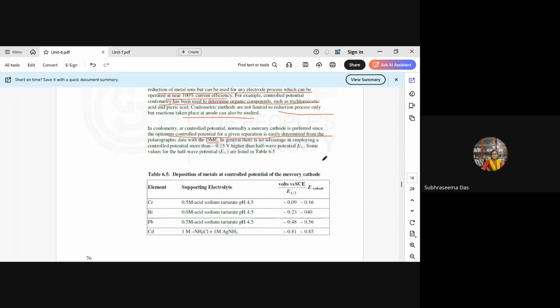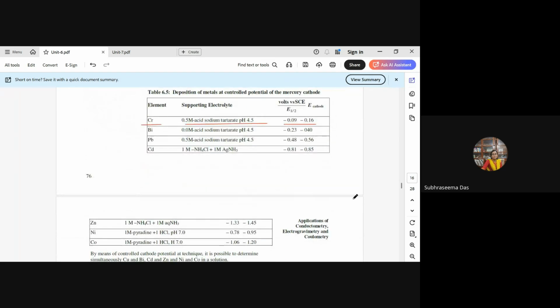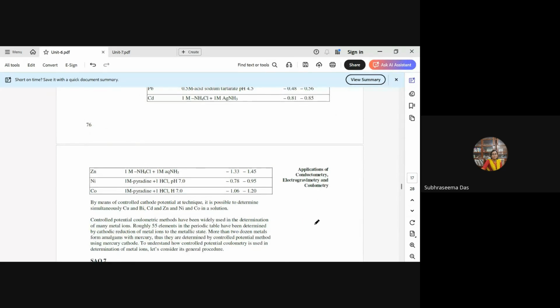In general, there is no advantage in employing a control potential of more than minus 0.15 volt. Some of the values, that is the half-wave potential, have been listed here. For example, for the element chromium, the electrolyte must be 0.5 molar sodium tartrate, and the half-wave potential should lie in the range of minus 0.09 to 0.16 volt. So these are some of the conditions we need to maintain.